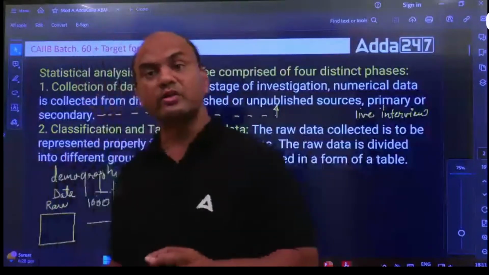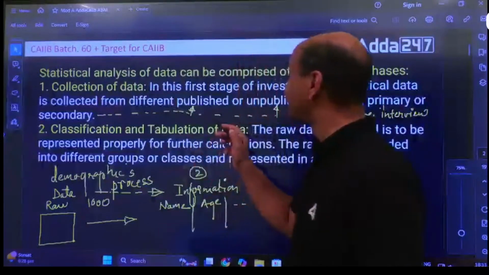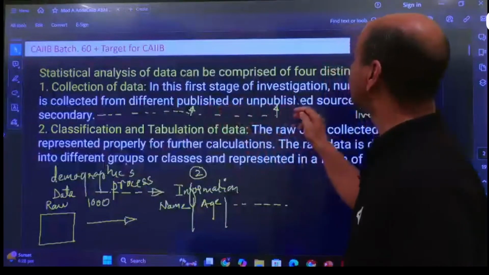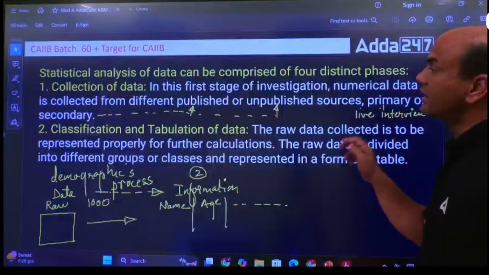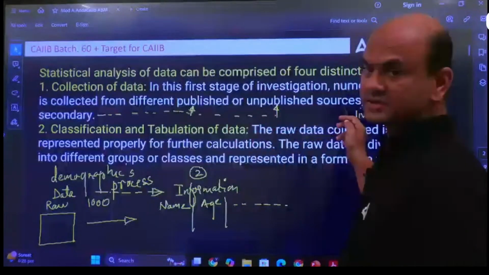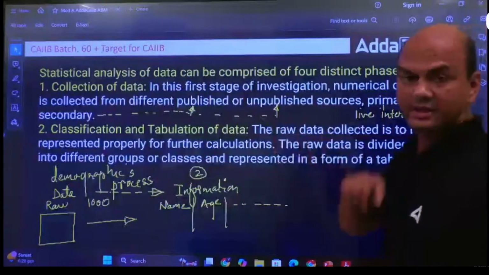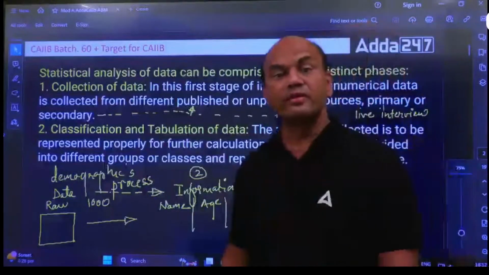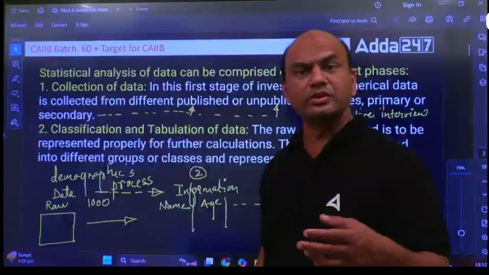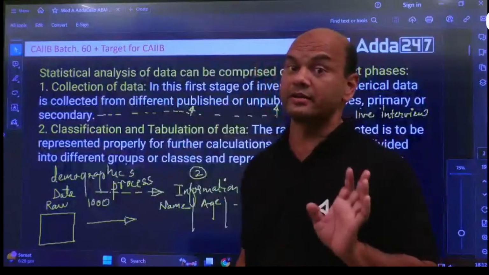So kindly note, what is primary data? Which you do yourself. What is secondary data? Published or unpublished. Look at this. In the first stage of investigation, numerical data is collected from different published or unpublished sources. Published or unpublished sources, primary or secondary. Anyone can do their own survey and keep it to themselves also. Published or unpublished, but both are secondary.